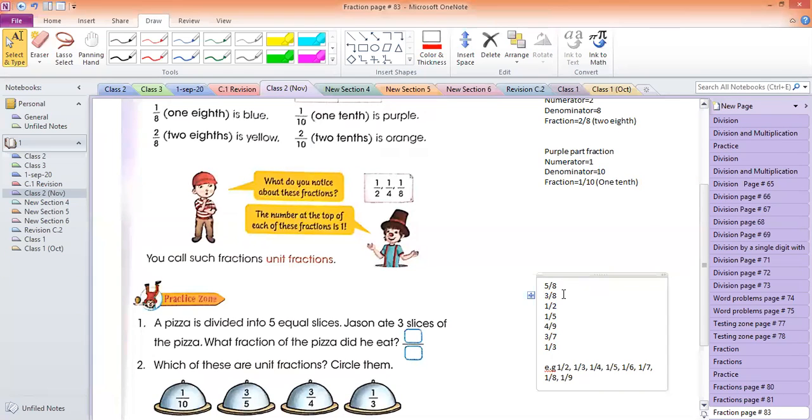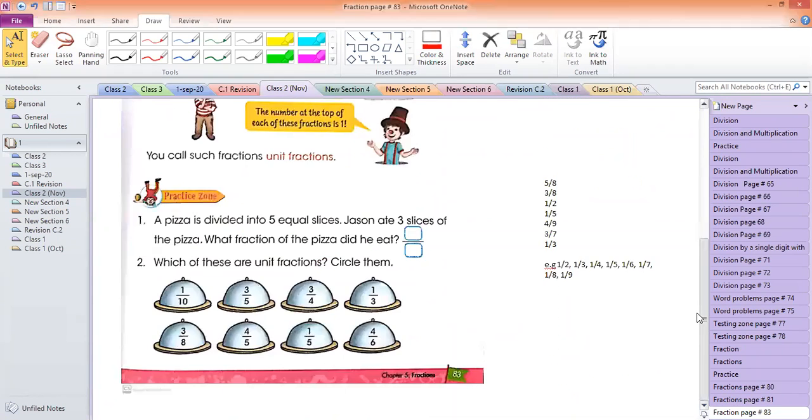So whenever you have 1 on the top of the fraction, in its numerator, that is known as a unit fraction. Okay. Do you understand what a unit fraction is, guys? Okay. Now come to the exercise, guys.